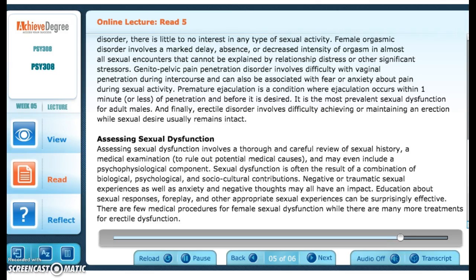Negative or traumatic sexual experiences, as well as anxiety and negative thoughts, may all have an impact. Education about sexual responses, foreplay, and other appropriate sexual experiences can be surprisingly effective. There are few medical procedures for female sexual dysfunction, while there are many more treatments for erectile dysfunction.